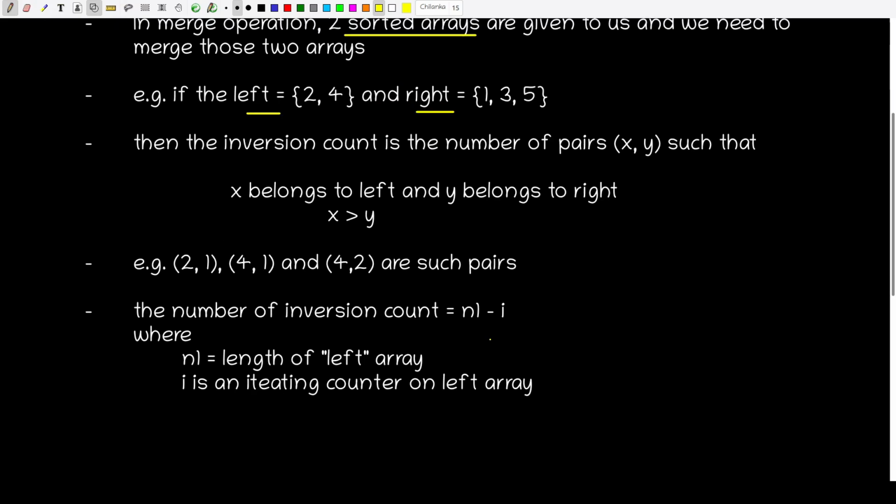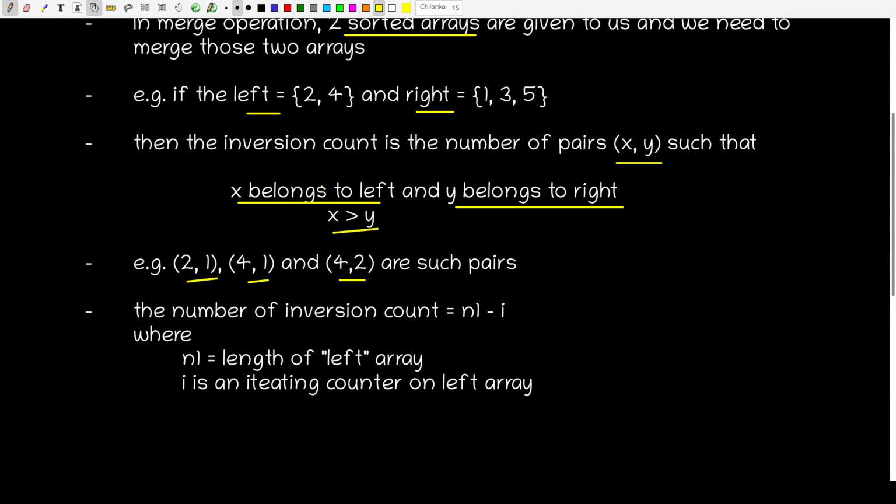With these two sorted arrays, the inversion count is the number of pairs x, y such that x belongs to the left part of the array and y belongs to the right part of the array, and x is greater than y, and we have to count such x and y pairs. In this case, those pairs are 2, 1, 4, 1 and 4, 3. So in total we have 3 such pairs, and we will return 3 for this case.